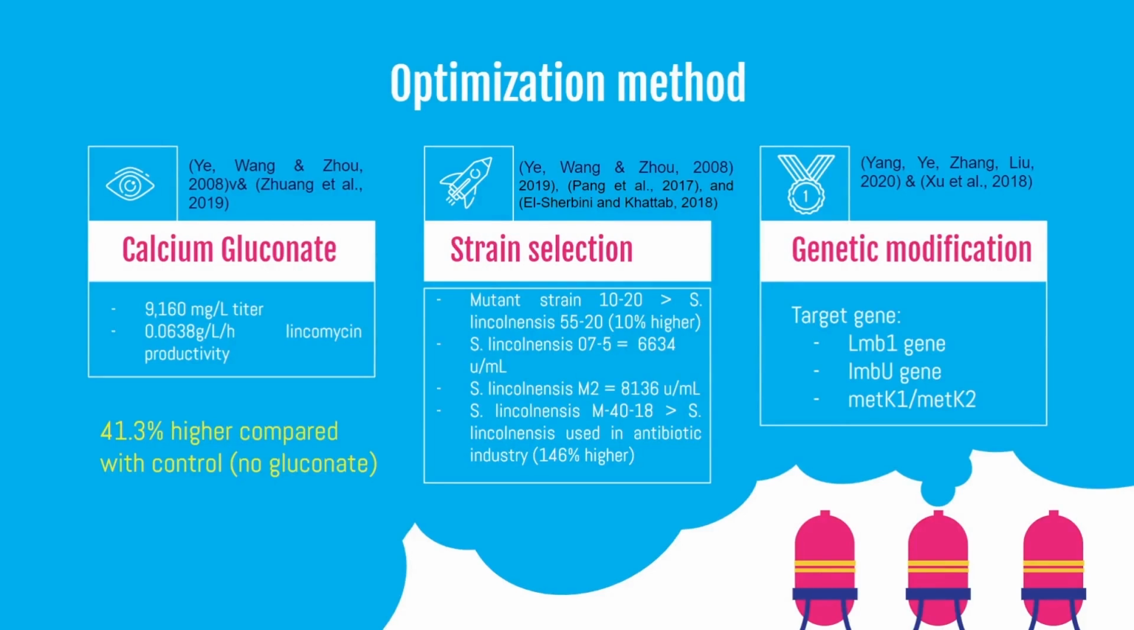Now we go on to how to optimize lincomycin production. Here are some methods that can be used. First one is calcium gluconate addition. The addition of calcium gluconate provides 41.3% higher yield compared with the untreated strain.